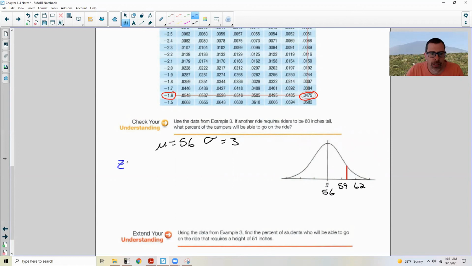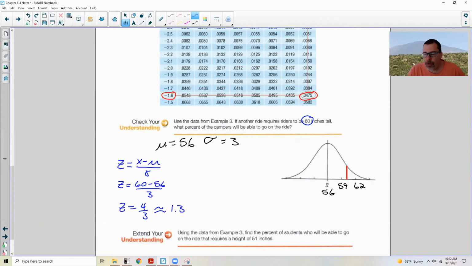The standard deviation, or Z equals X minus mu divided by sigma. Learn the formula. Z equals X, in this case, 60, minus the average of 56, divided by 3. So Z is going to equal 60 minus 56 is 4. So that would be 4 over 3, or 1 1/3. So that's over here. So Z is approximately 1.3.